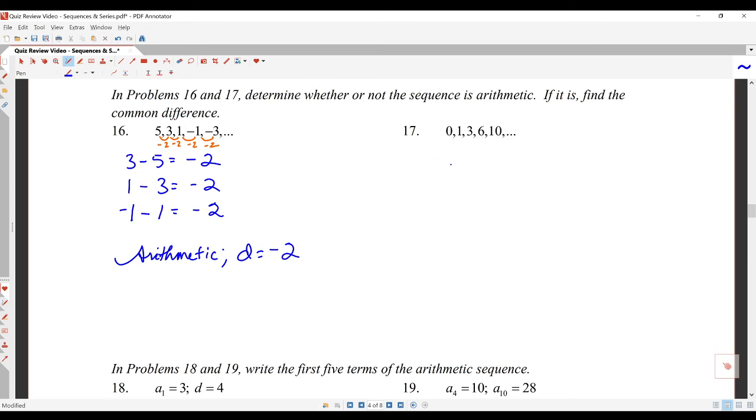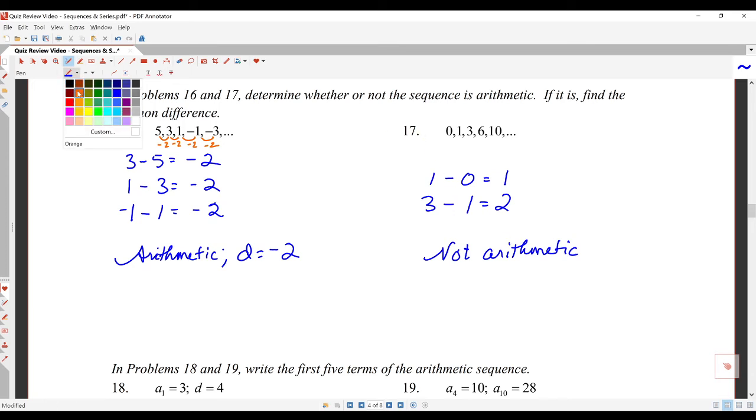So 17, I'm just going to do the same exact thing. I'm going to say 1 take away 0 gives me 1. That's the second term, take away the first. Then I'm going to do 3 take away 1. I get 2. And I'm going to stop right there and say it's not arithmetic. As soon as you show me that when you take away two different sets of terms, we get different differences, then it is not arithmetic. Again, up here, I could just say, hey, that's +1, that's +3, and then I could jump down to say it's not arithmetic.